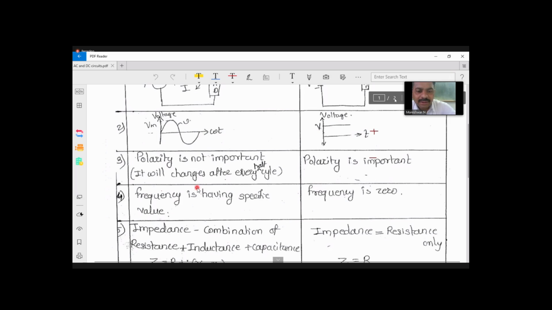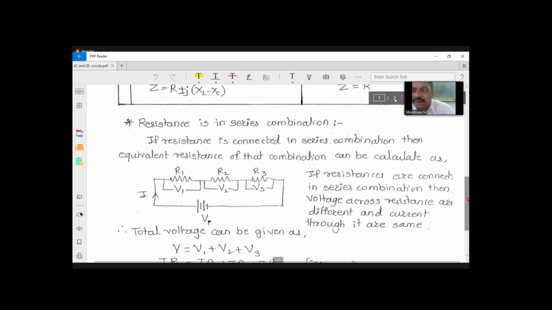Now we want to see actually what happens when resistances are connected in series, or how to calculate the resistances when connected in series or in parallel. So here you can see I have shown three resistances R1, R2 and R3. These are the three resistances. And when these three resistances are connected in series, what will happen?